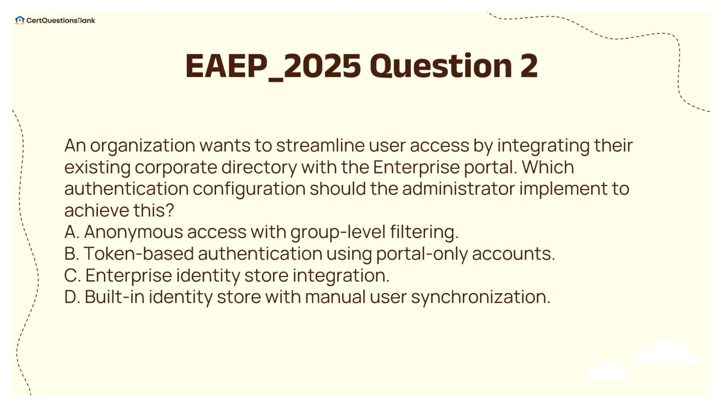An organization wants to streamline user access by integrating their existing corporate directory with the enterprise portal. Which authentication configuration should the administrator implement to achieve this? A. Anonymous access with group-level filtering. B. Token-based authentication using portal-only accounts. C. Enterprise Identity Store integration. D. Built-in identity store with manual user synchronization.